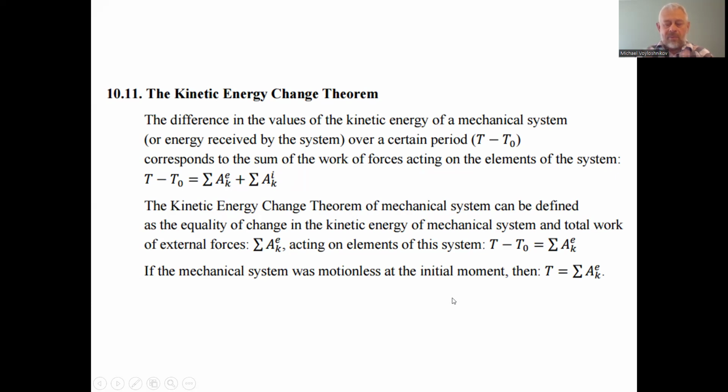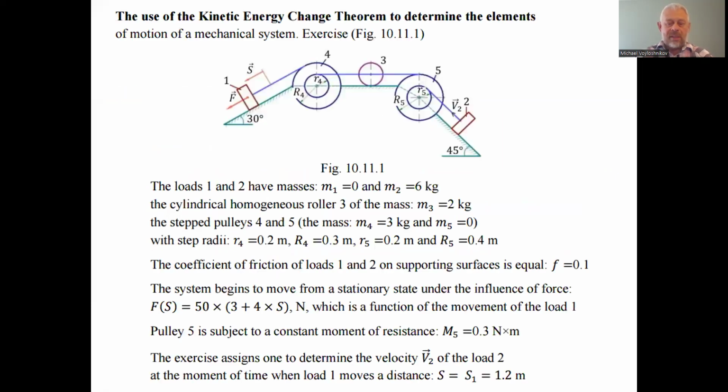If the mechanical system was motionless at the initial moment, then T0 equals 0, and we have only T. So the kinetic energy will be equal to the work of the external forces, as it is for the rigid body. Let's consider the exercise.